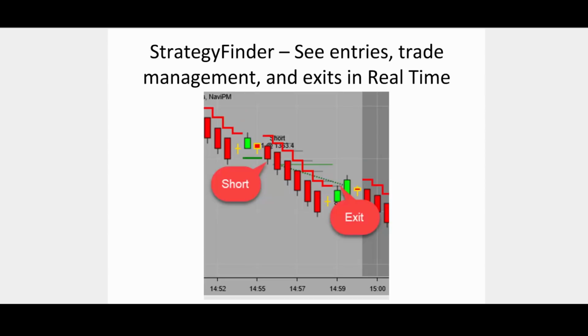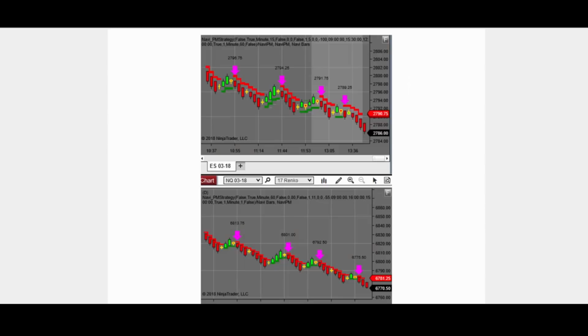All right, so you see the entries and exits in real time depending on the way that you've got your parameters set.